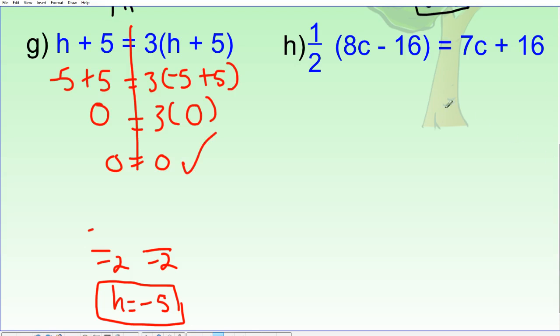Letter H, the last of this type of problem. So I do have parentheses. When I distribute here, my fractions are going to go away because half times 8, half of 8 is 4, half of 16 is 8.